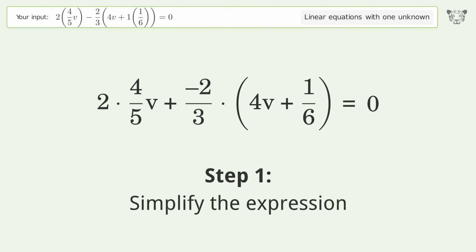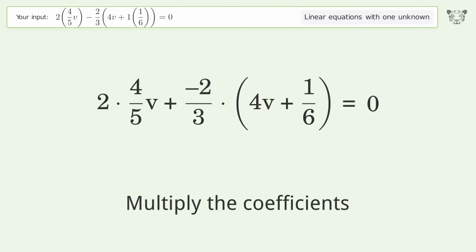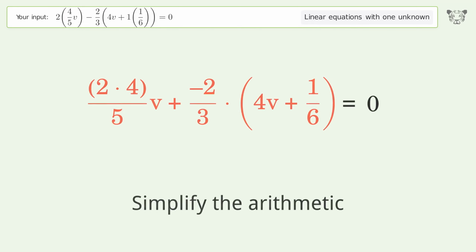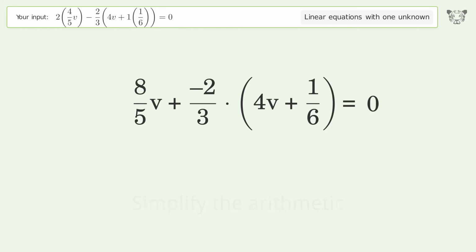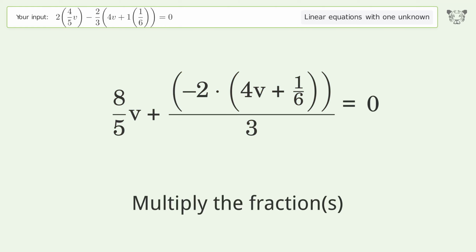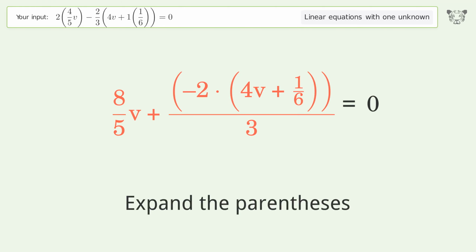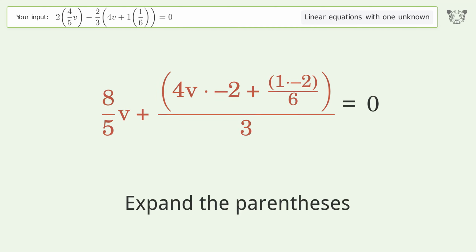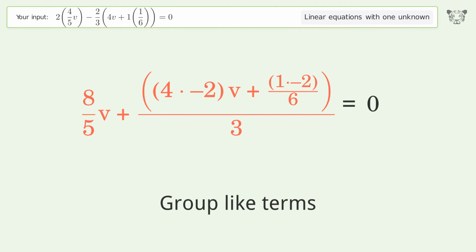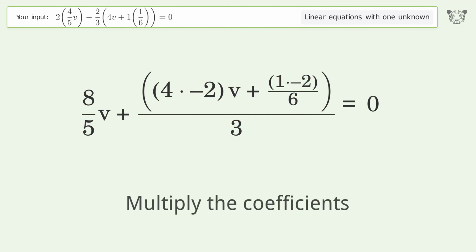Simplify the expression. Multiply the coefficients. Simplify the arithmetic. Multiply the fractions. Expand the parentheses. Group like terms. Multiply the coefficients.